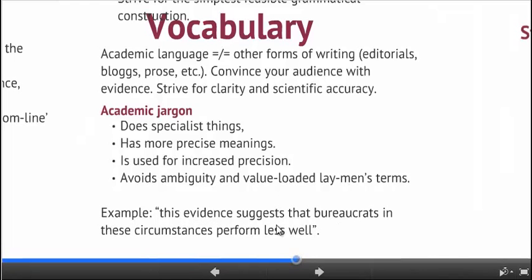So this is an example then of a line that's prudent. This evidence suggests that bureaucrats in these circumstances perform less well. I could have written civil servants, really. The point here is that the word suggests means that we're not absolutely sure that these circumstances will always lead to outcomes Y, but we feel fairly confident that there is a correlation and there is some form of effect here that we should pay attention to as scholars and scientists. So suggests then is a really good word to point out that maybe this relationship isn't absolute, but we probably shouldn't ignore it.